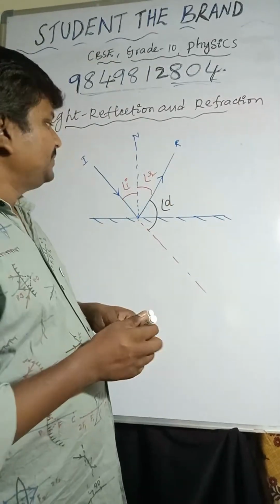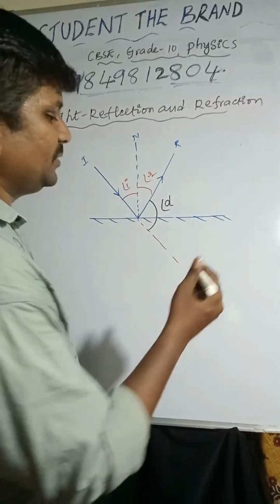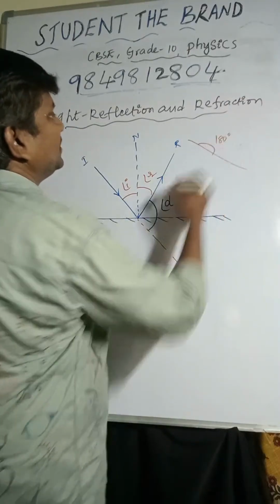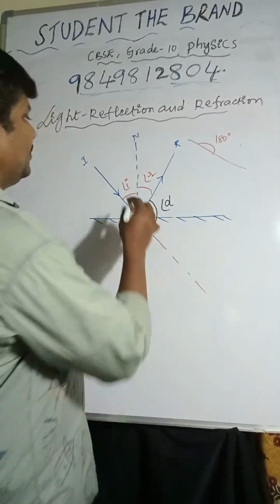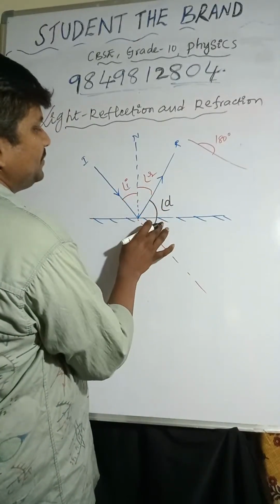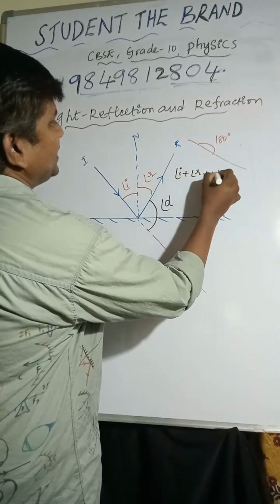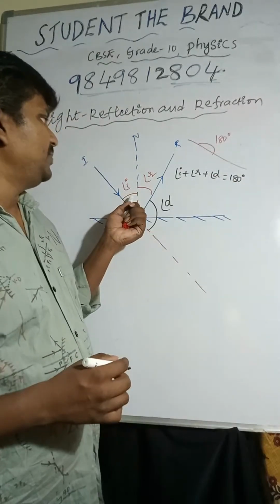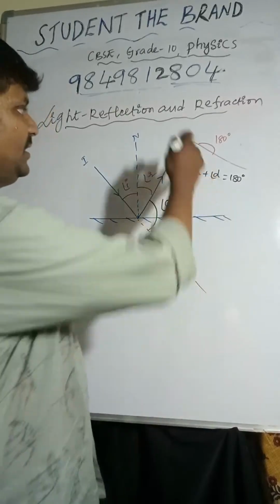Now here you can observe this is a linear angle. A linear angle is 180 degrees. Taking this linear angle, angle of incidence plus angle of reflection plus angle of deviation equals 180 degrees, because a linear angle is 180 degrees.